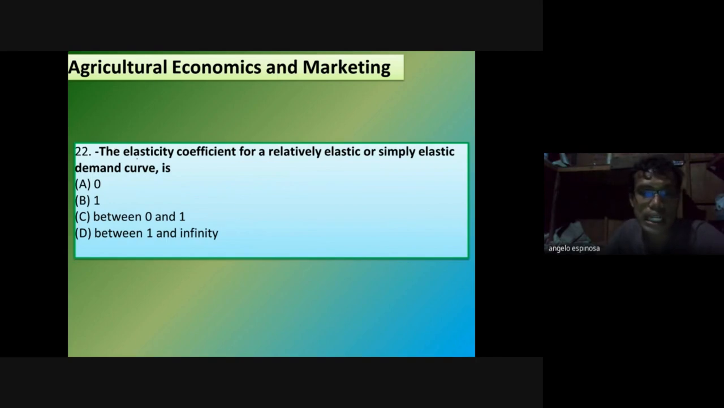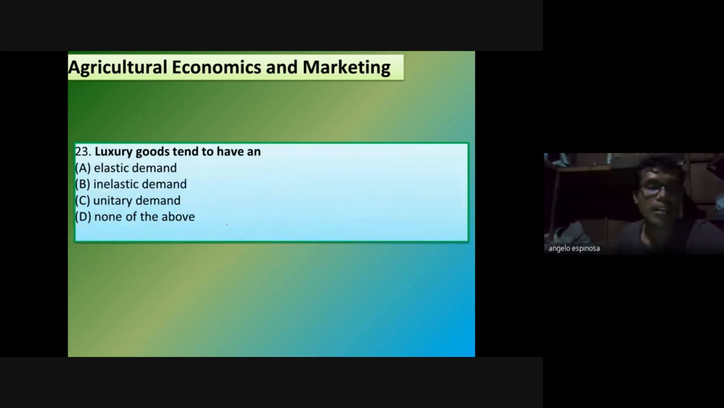Number 22, the elasticity coefficient for a relatively elastic or simply elastic demand curve is blank. Okay, elasticity coefficient for relatively elastic, that is greater than 1 or infinite. So the correct answer is letter D. Okay, that's letter D. Number 23, a luxury good tends to have a, what? When the price increases, it tends to be elastic demand. So it tends to be elastic demand.